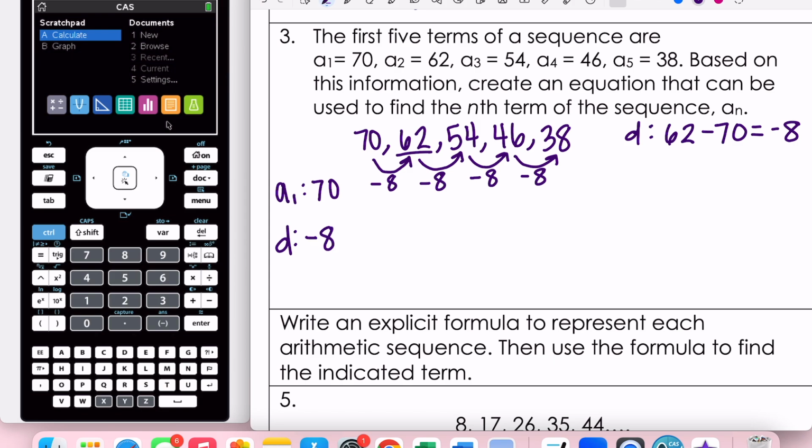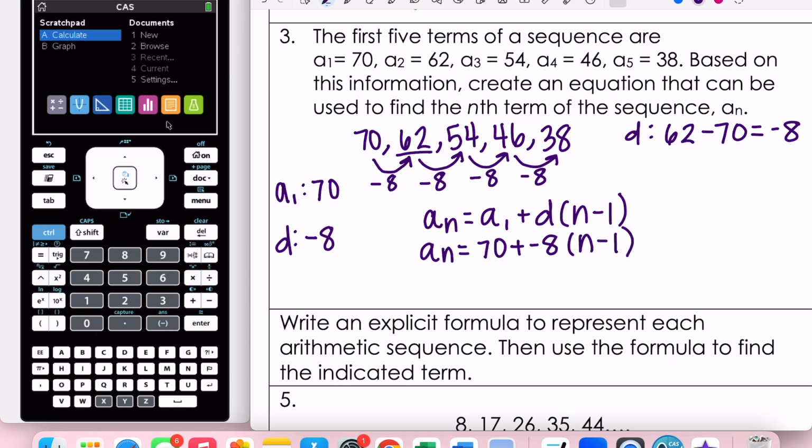Now, again, I'm going to plug that into that formula that we have up top, which is a sub n equals a sub 1 plus d times n minus 1. So I get a sub n equals my initial term, which is 70, plus my common difference, which is negative 8, times n minus 1.